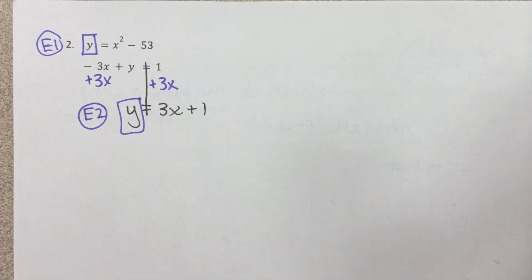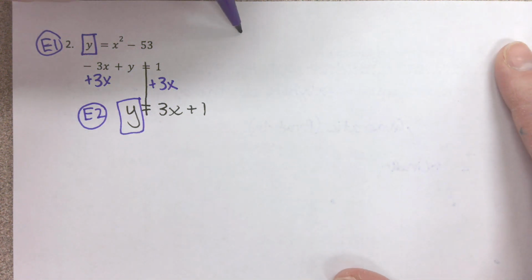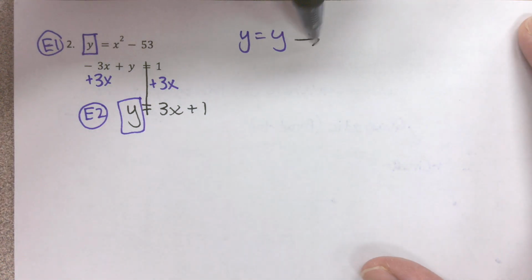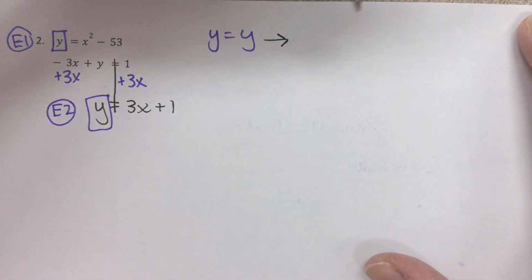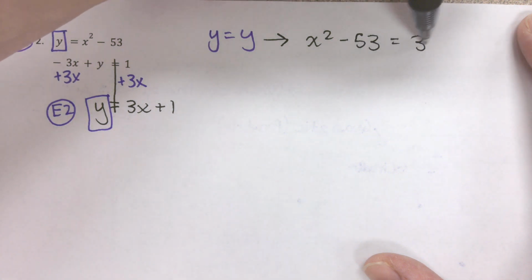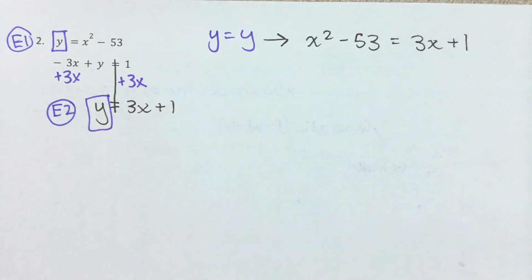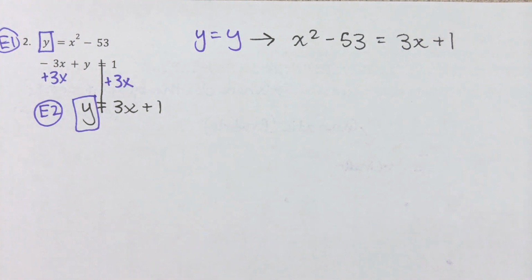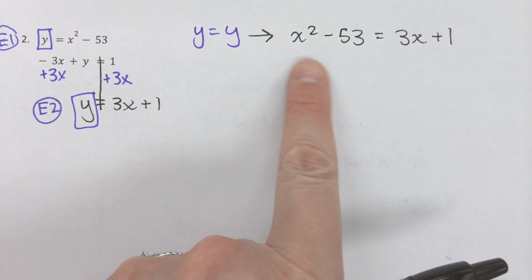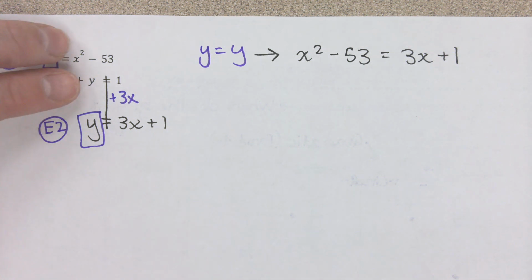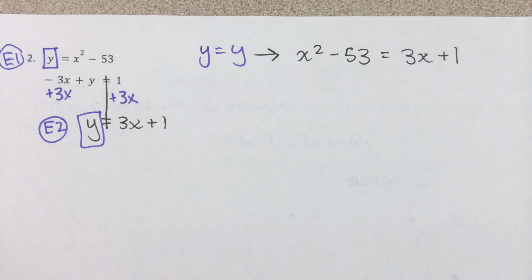From here, we can go into the next step, which is setting the equations equal to each other. If the left sides are both y, they're both equal, then the right sides are equal to each other. X squared minus 53 is equal to 3x plus 1. Just a side note, always put the x squared on the left side. That's what you're most familiar with. So sometimes these are going to be in the opposite order. So just keep that in mind.